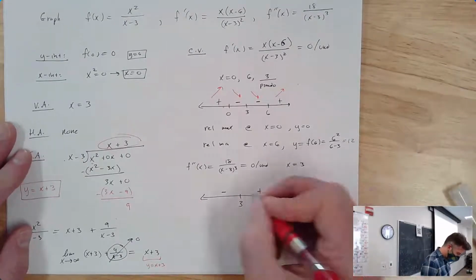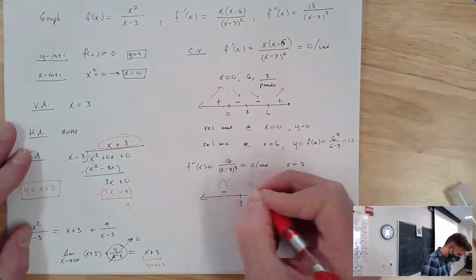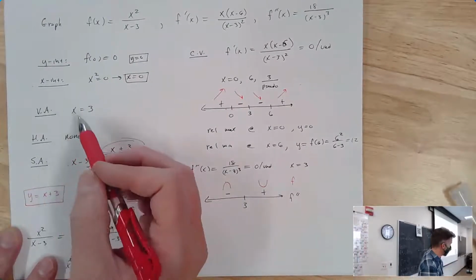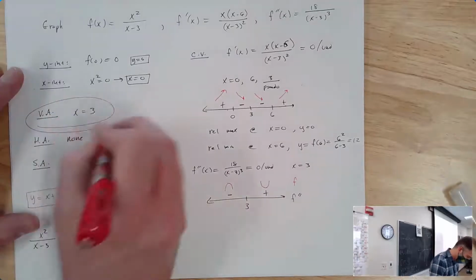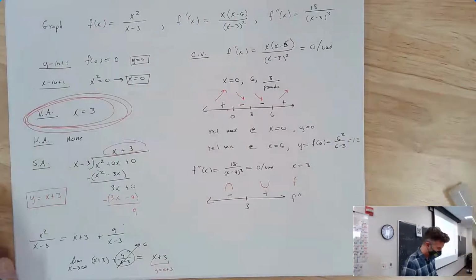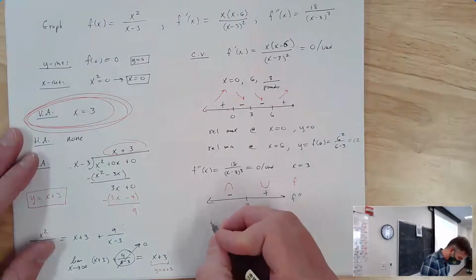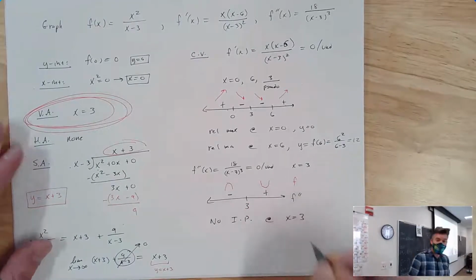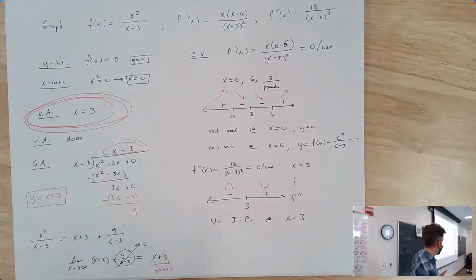So the function is concave down over here, concave up over here. Which means we have an inflection point at 3, right? No, not right. Because at 3, we have a vertical asymptote. So no inflection point at 3, because the function itself is undefined at 3. So be careful there, right?